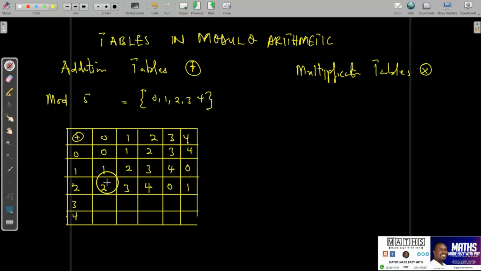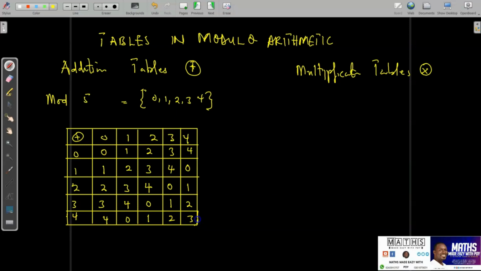Then moving on, we have here 3 plus 0, which is 3. 3 plus 1, which is 4. 3 plus 2, 5, which is 0. 3 plus 3 is 6, which is 1 in mode 5. 3 plus 4, the answer is 7, which is 2 in mode 5. So the cycle also begins again. So actually you have 4 here, 0, 1, 2, and 3.